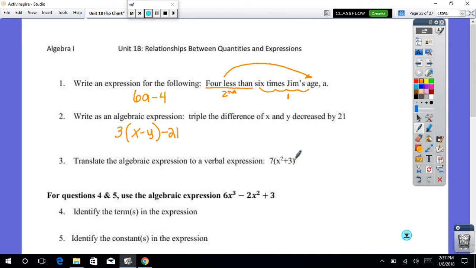This one's the opposite. I'm going to give you the expression, and then I want you to write what it actually is telling you to do. So instead of you getting the written part and you writing the expression, it's the exact opposite.